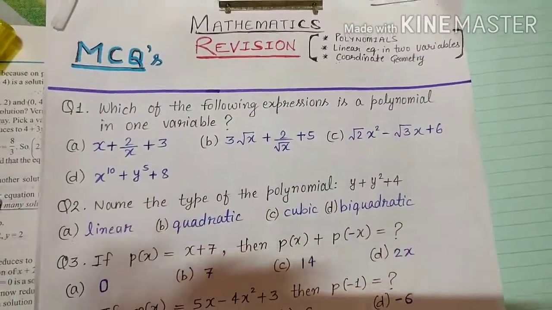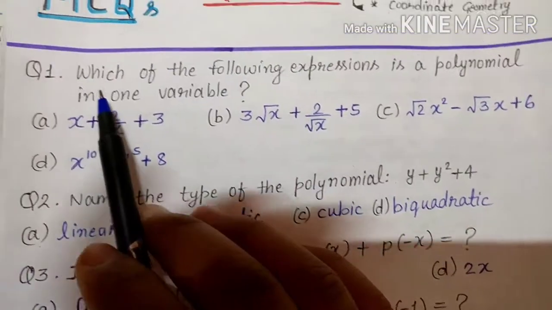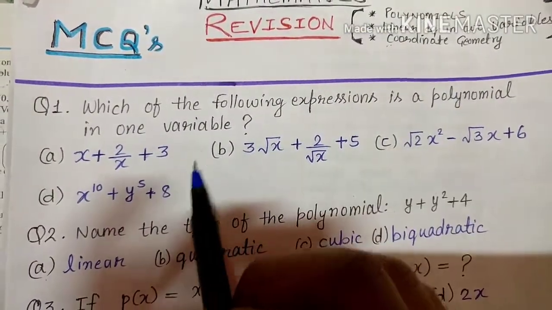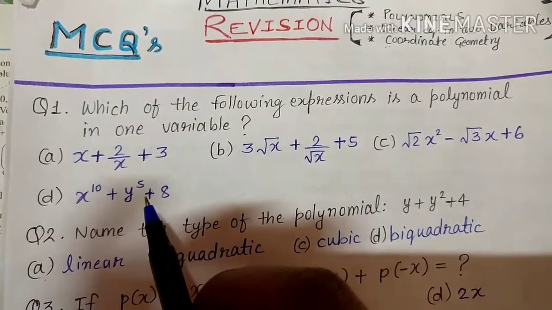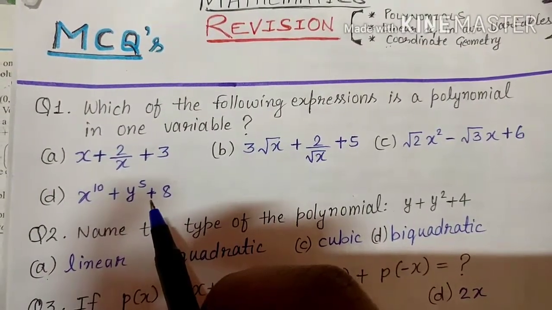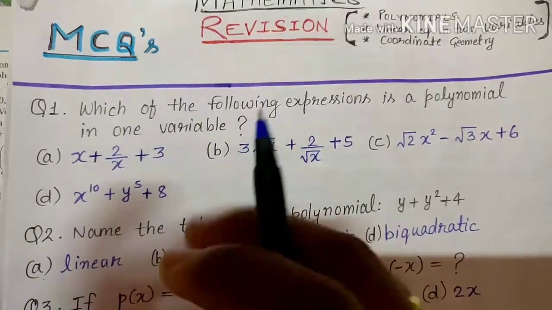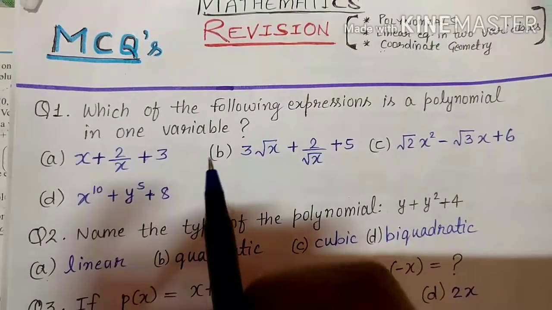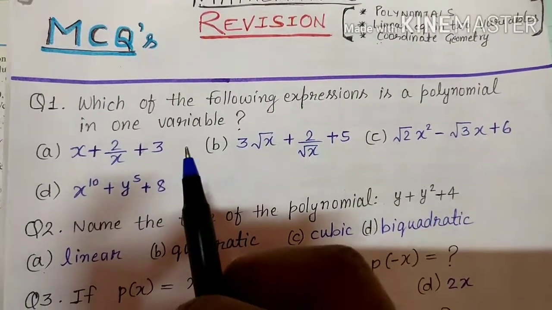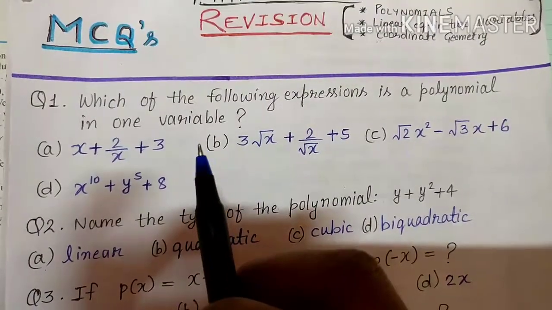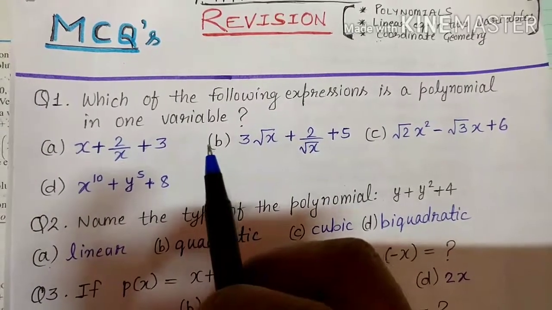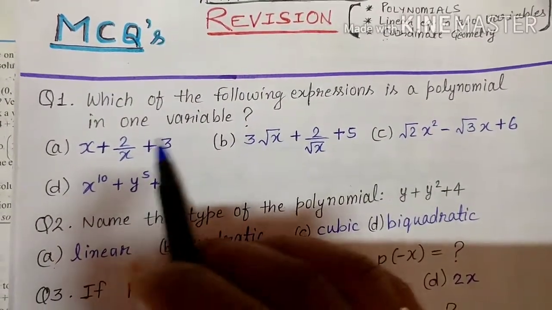Okay, so just move to the first question: which of the following expressions is a polynomial in one variable? Now, as I told you, the rules for a polynomial in one variable I have explained in the previous video when we started the chapter: the variable should not be in fractional form, and the exponent of the variable should not be negative. Okay, so let's check the question here.